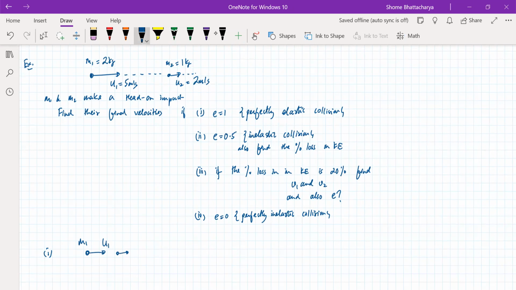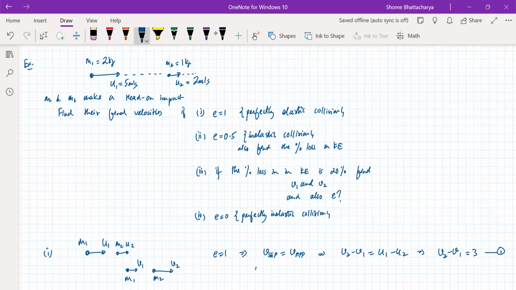This is before impact, and suppose this is after impact. So perfectly elastic means E is equal to 1. So separation velocity is equal to approach velocity, which means that V2 minus V1 is equal to U1 minus U2. Here V2 minus V1 will become 3. That's our first equation.